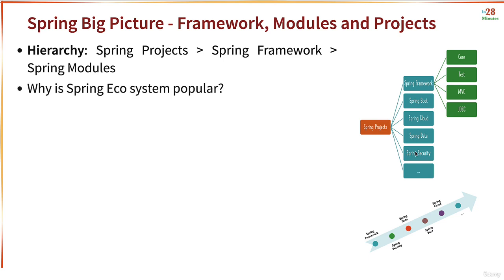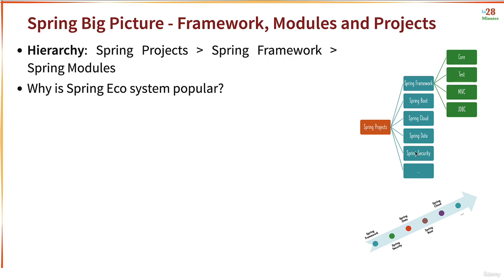Now, the important question is, why is the Spring ecosystem so popular? I started making use of Spring Framework 20 years back, and in these 20 years, Spring and Spring Boot and Spring related frameworks remain the number one frameworks of choice to build a lot of enterprise applications.